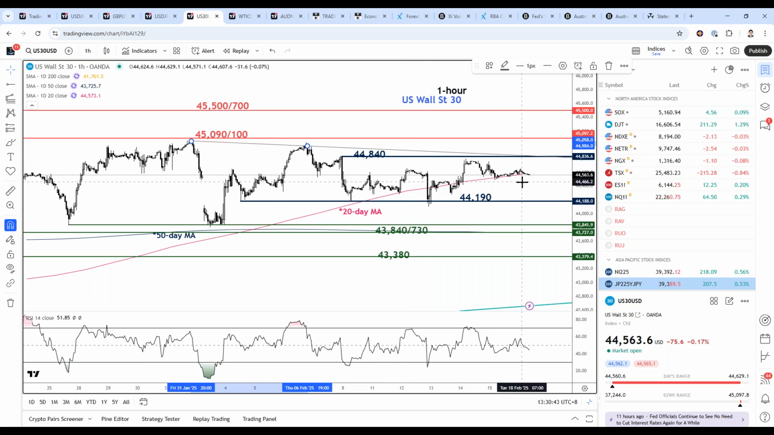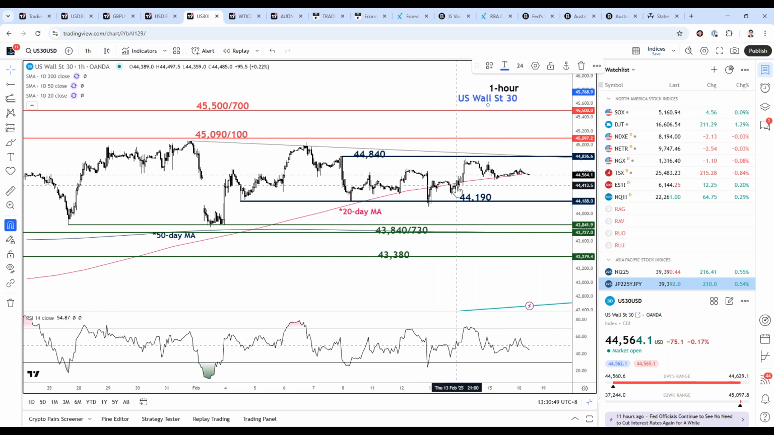So that actually explains the US Wall Street 30 continues to be trapped inside this sideways range configuration, despite last Friday's push up, but it can't break above this minor descending trend line that has been in place since 31st of January. So still no change, still maintaining a neutral stance on the US Wall Street 30. Remain neutral for today at 44,840 upper limit, and the lower limit will be 44,190.